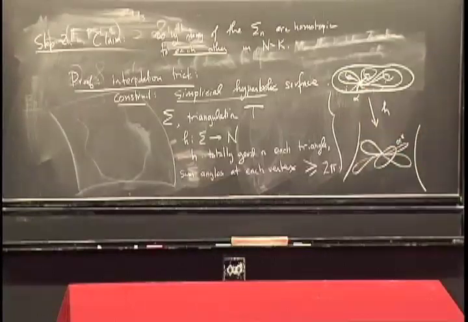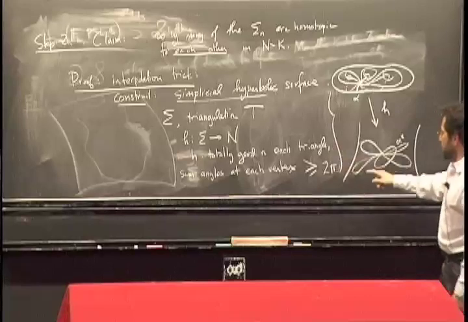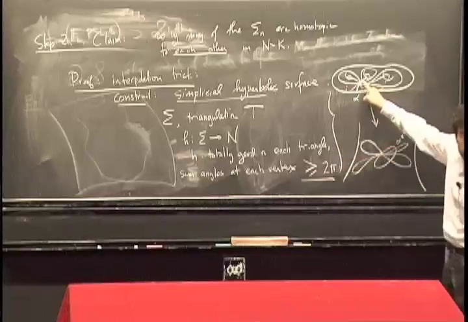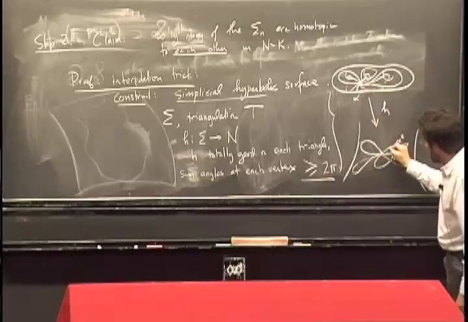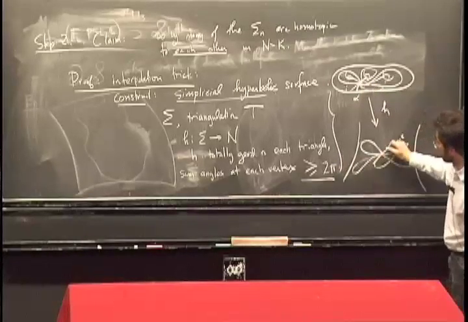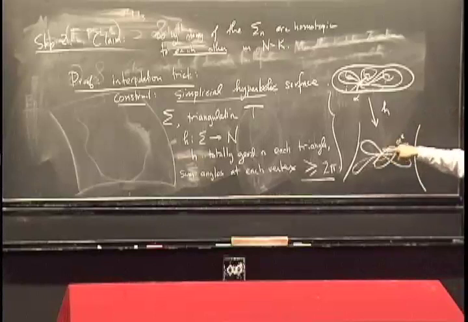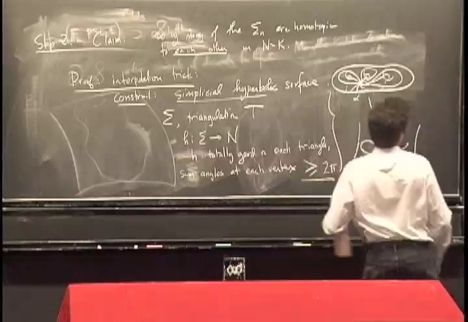a surface which exactly satisfies these conditions, where this 2 pi condition follows from the fact that there's only one vertex. At the vertex, I already have a smooth geodesic passing through it. So if I add up all the angles around this, or all the other triangles, they must add up to at least 2 pi. So that's one easy way to produce such a thing in 1 minute.